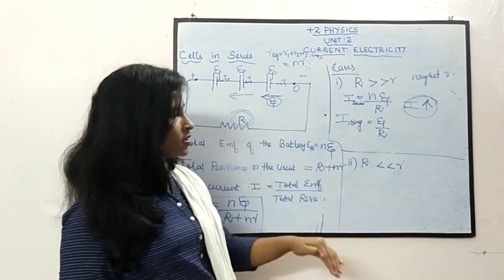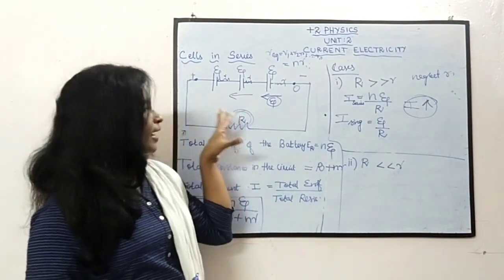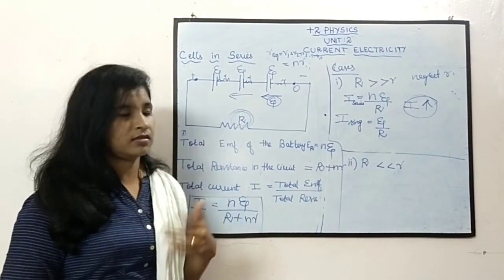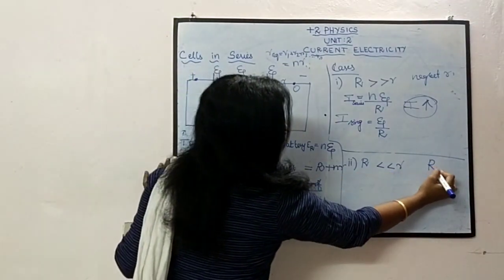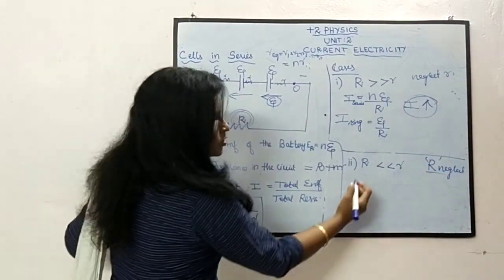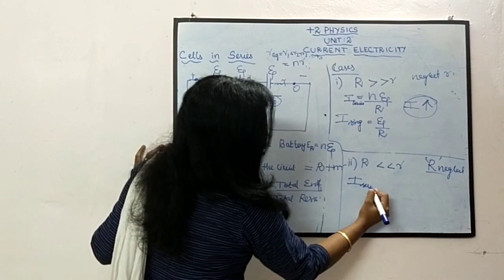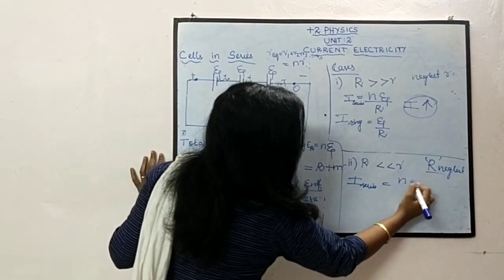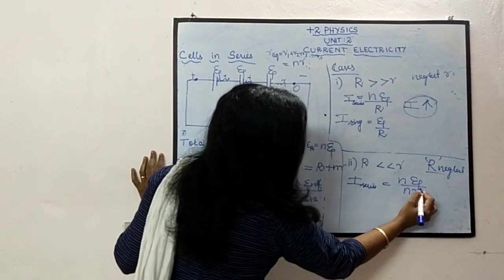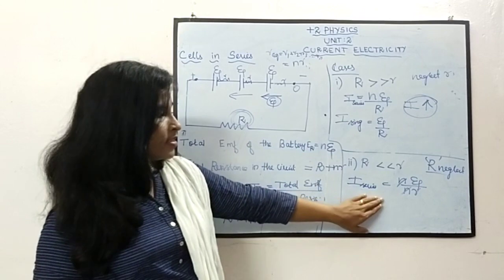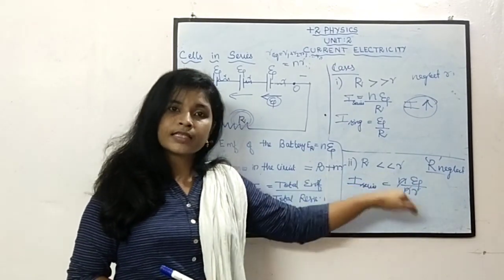Then come to the next case. I am considering that the external resistance is very much smaller when compared to the internal resistance. Now what can I do? I can neglect the external resistance, R can be neglected. So for series, I can neglect this R, and this becomes Nψ by Nr. N and N get cancelled.